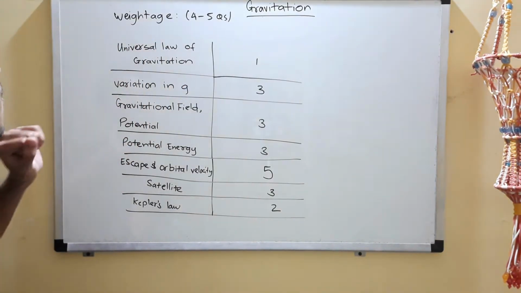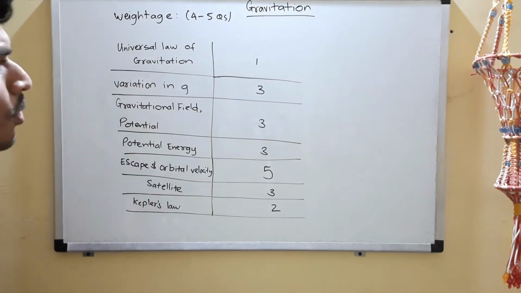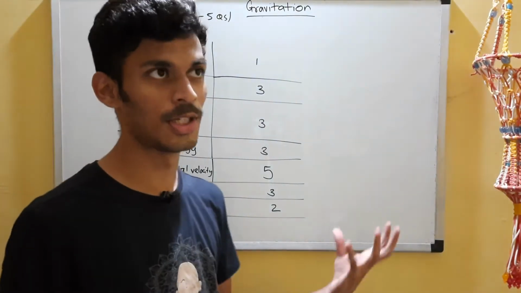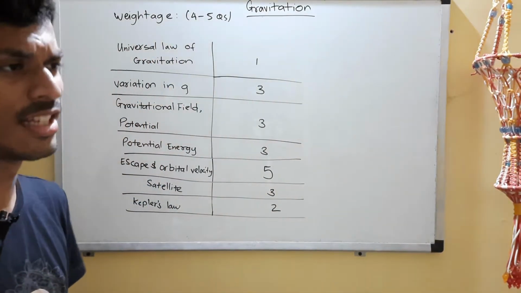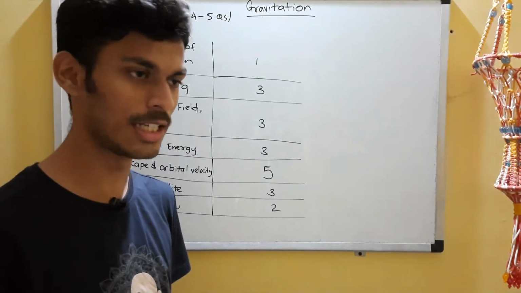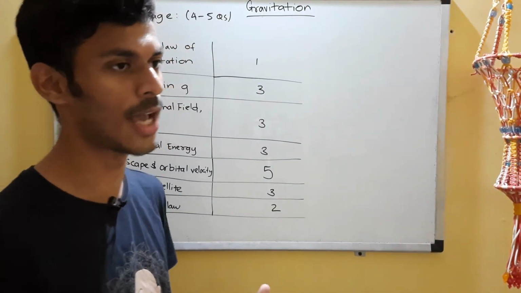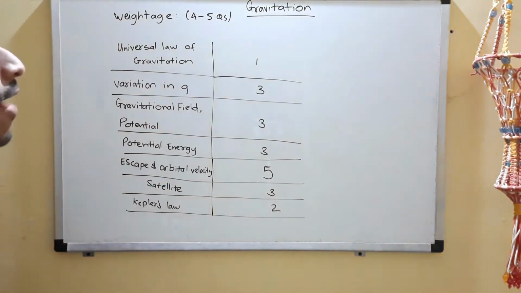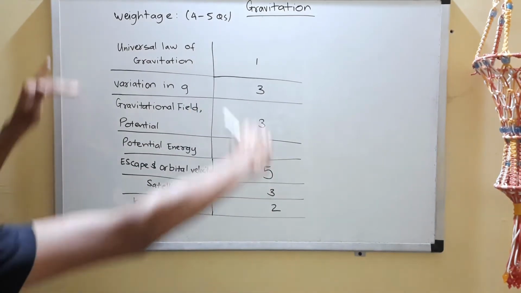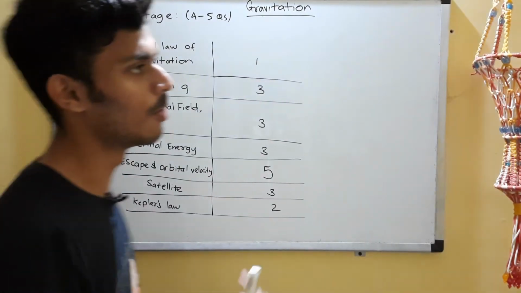So coming to our first topic, which is universal law of gravitation, only one question was asked from this topic over the last 15 years, and this question was pretty much formula based. You just had to use F equals GMm by r square. Next topic, we have variation in acceleration due to gravity, small g. Now you'll see the weightage is almost uniform over the other topics.